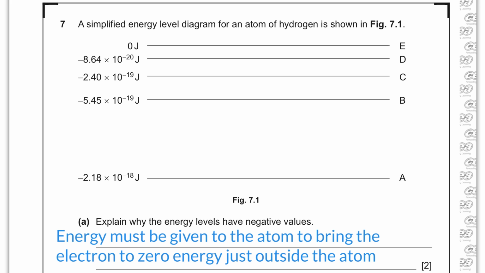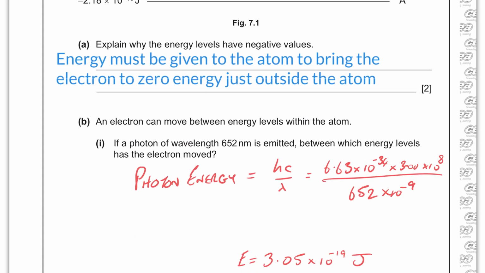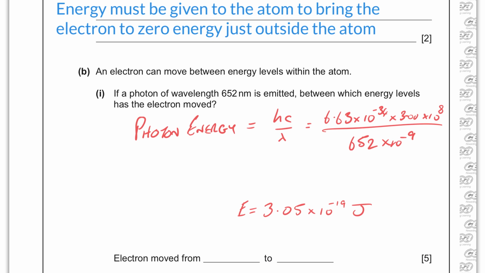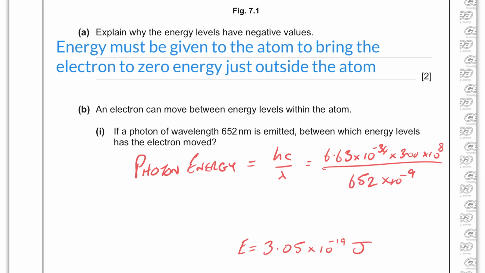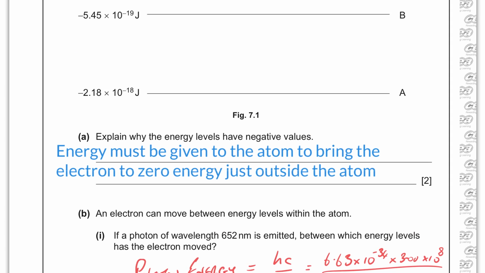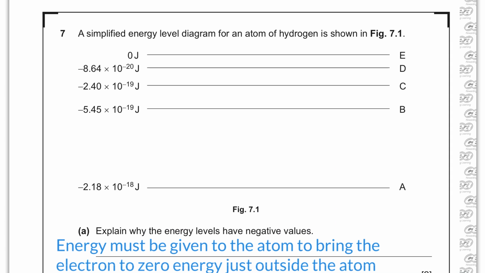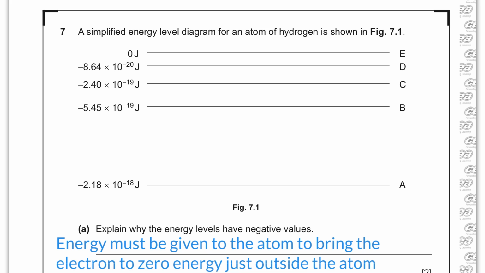Okay, so we just check what they've asked. Photon is emitted means it's a transition down. Oh, I've just unhooked that, annoyingly. Okay, so transition down is going down the way, so C to B.